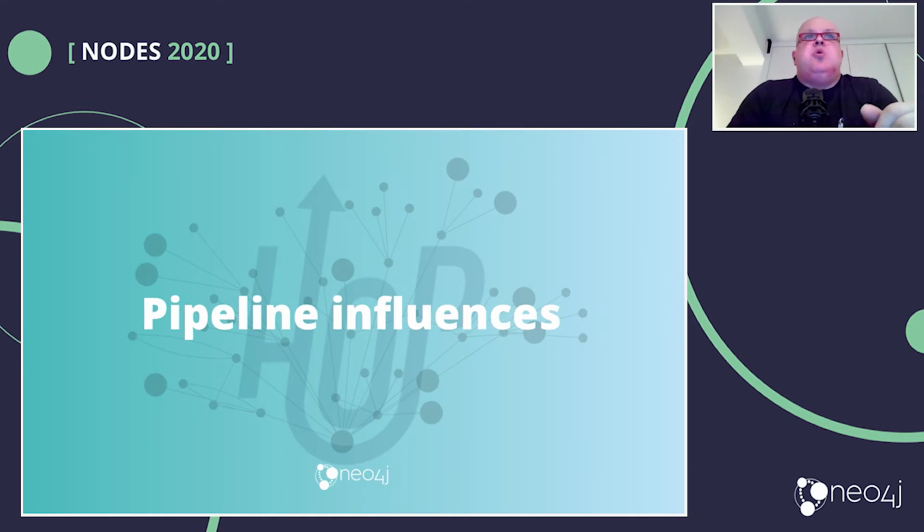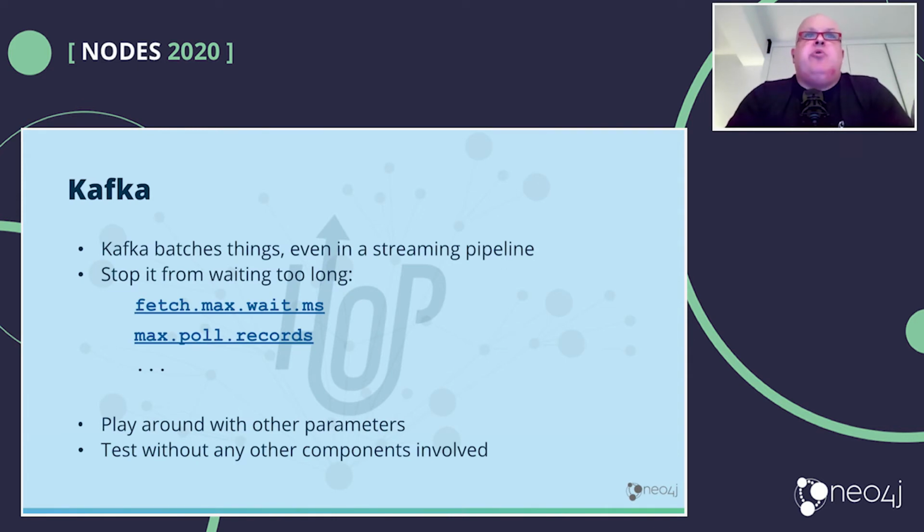Okay, so what are the things that influence this pipeline? Kafka is actually a big part of it, because Kafka batches things up. Even in a streaming pipeline, you need to stop it from waiting too long. You need to specifically set things like fetch max wait in milliseconds or the max poll records, and there's a whole bunch of parameters that you can set in Kafka and they all have an influence.